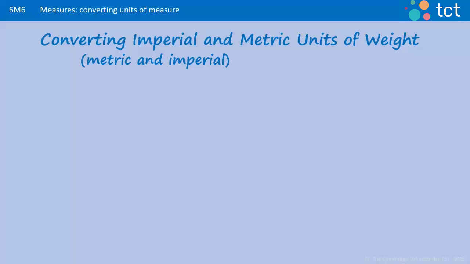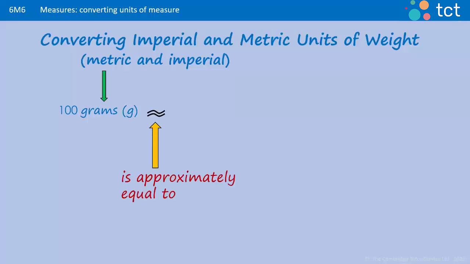We're looking here at converting imperial and metric units of weight. One conversion you can use is that 100 grams, the metric unit, is approximately equal to 4 ounces in the imperial unit. Alternatively, you could use the conversion that 1 ounce is approximately equal to 30 grams.